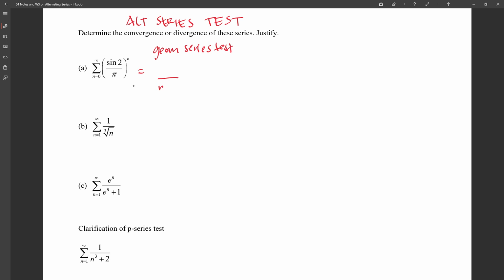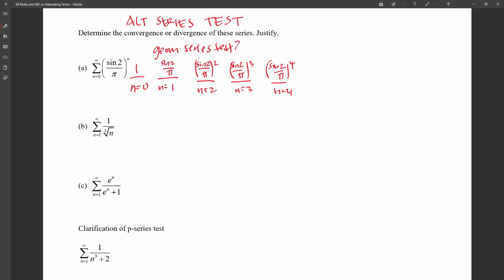Is this a geometric series? If it were a geometric series, I'd have n equals 1, n equals 2, n equals 3, n equals 4. Oops, sorry, this starts at 0. So I'm going to have to start actually at n equals 0. If I plug in n equals 0 right here, what I get is some number raised to the 0 power, which is 1. If I plug in n equals 1, then what I'll have here is sine 2 over pi. If I plug in n equals 2, what I'll have is sine 2 over pi squared. If I plug in n equals 3, I'll have sine 2 over pi raised to the third power, and so on.